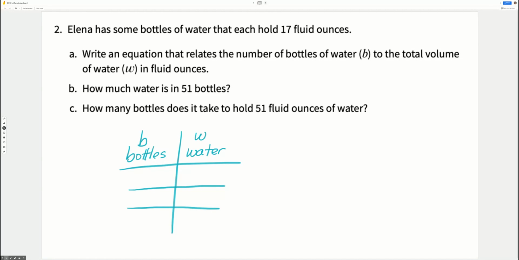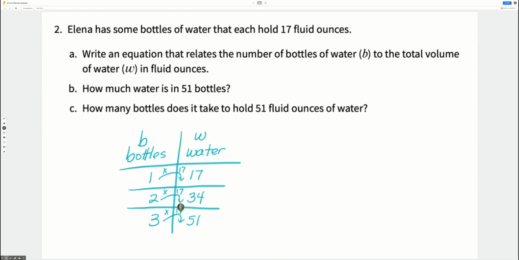So I know that she has some bottles that each hold 17 fluid ounces. So I'm going to assume that means one bottle is 17 fluid ounces. Let's say 2 bottles would be 34. And what I've done is I've discovered my unit rate, right? I know that 1 times 17 becomes 17. 2 times 17 becomes 34. Let's do 3. 3 times 17 is 51.